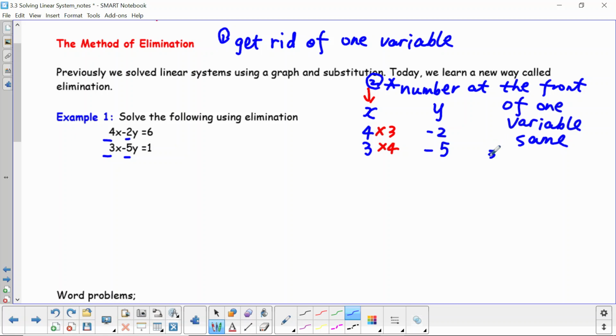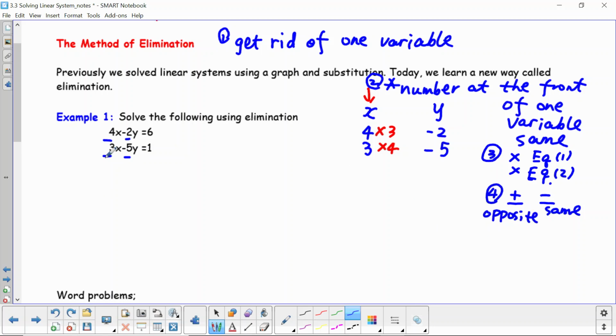And how we change it: we multiply equation 1 and equation 2 by different numbers. Then after we change it, the number in front of one variable will be the same. Okay, multiply equation 1 and equation 2 by different numbers to make them the same. Then after that, we are going to add or subtract. If the two numbers are the same, then we subtract. If they are opposite, then we add.